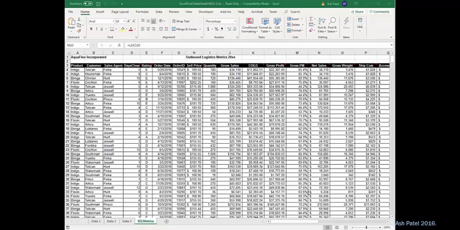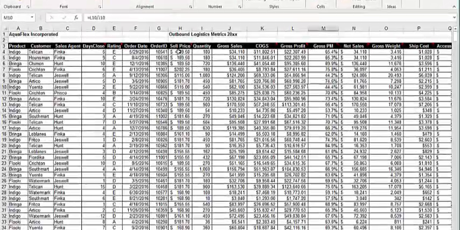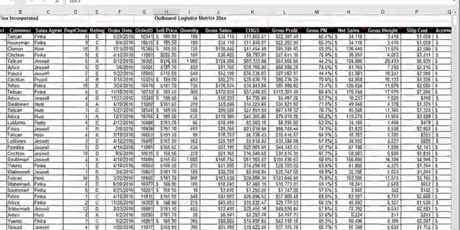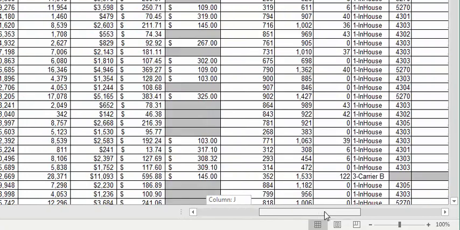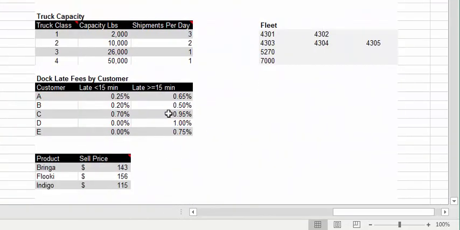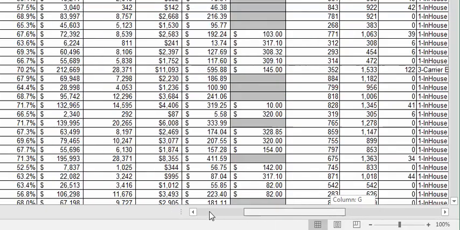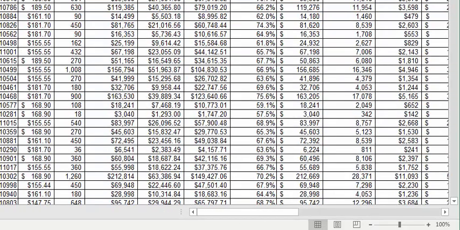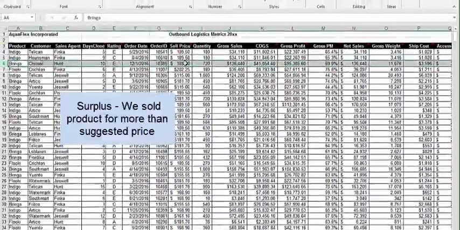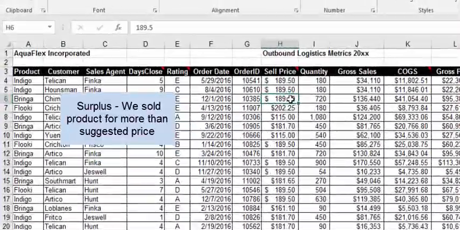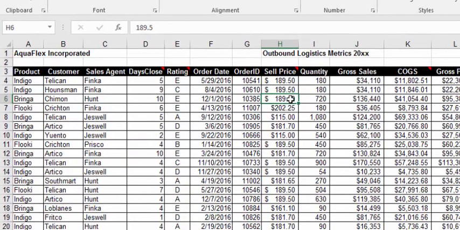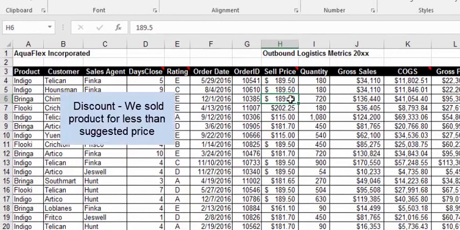To calculate the value of all discounts for any particular range of products or all of the products, you have to look at the price we sold each order for, which is in this column. And also, if you scroll to the right, there's a table telling you what the suggested price is. So for example, Bringa has a suggested price of $143. Now, if we look over here, we sold this order of Bringa for $189, which means we sold it for more than the suggested price, which means that's a surplus.